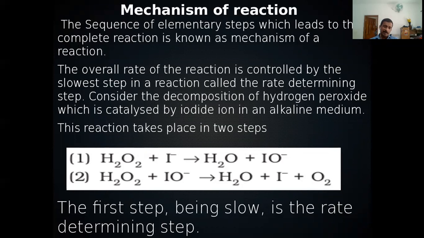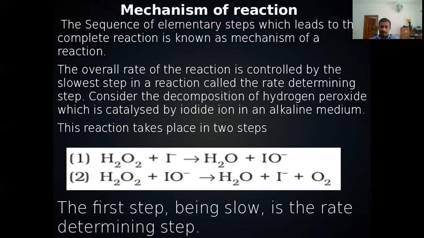When you add the first and second reactions, you get the total reaction. What is the total reaction? 2H2O2 plus I minus is present in the reactant side and I minus is present in the product side, so they will cancel each other. IO minus present in the product side and also in the reactant side will cancel each other. So what is remaining? 2H2O2 gives 2H2O plus O2.